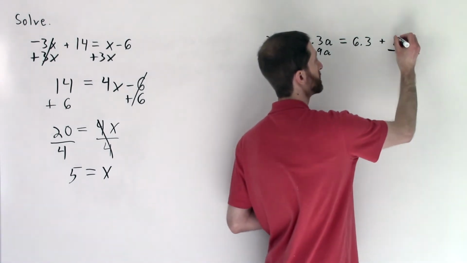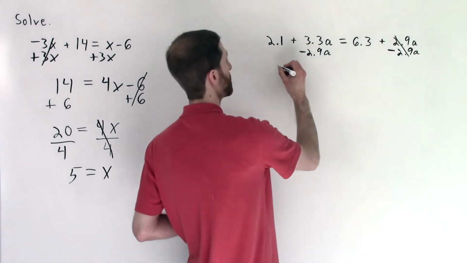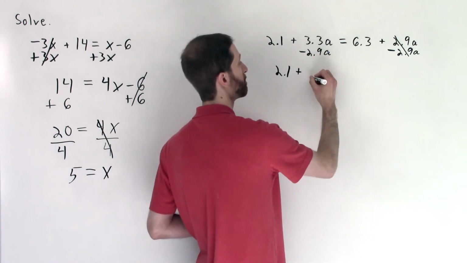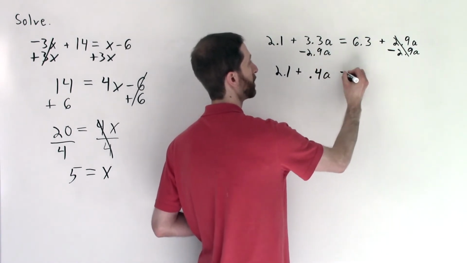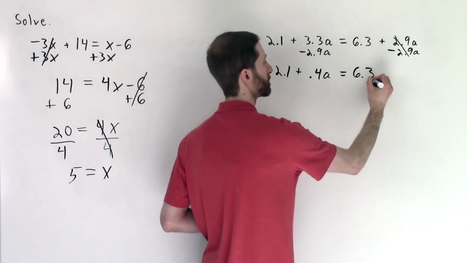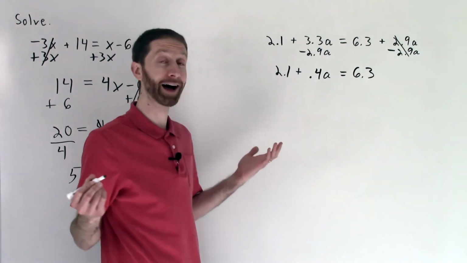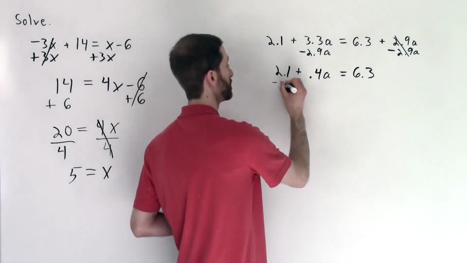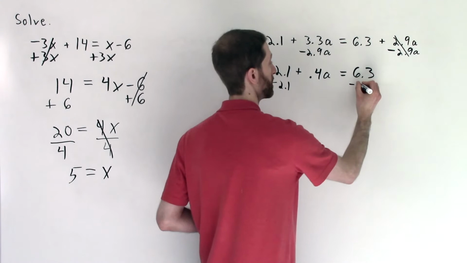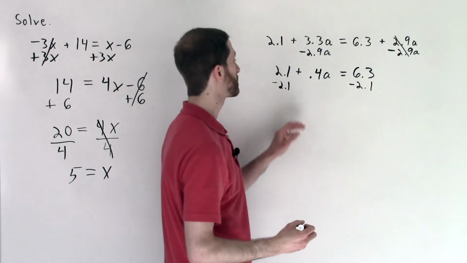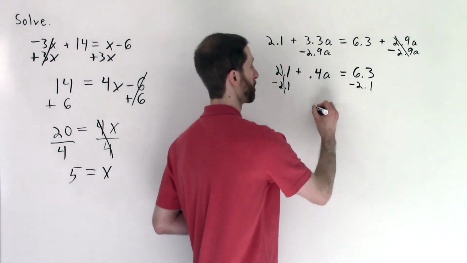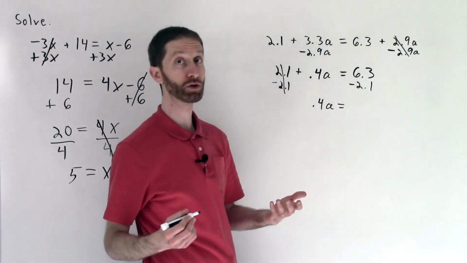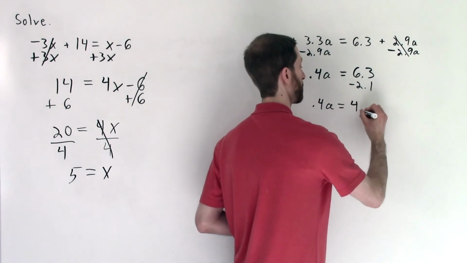The 2.9a's cancel out. We do a little bit of math here. We're going to get 2.1 plus 3.3 minus 2.9 is 0.4a. A little bit of decimal action is equal to 6.3. We get a two-step equation. To undo plus 2.1, we subtract 2.1 from both sides. And so the 2.1's cancel out, leaving us with 0.4a is equal to 6.3 minus 2.1 is 4.2.